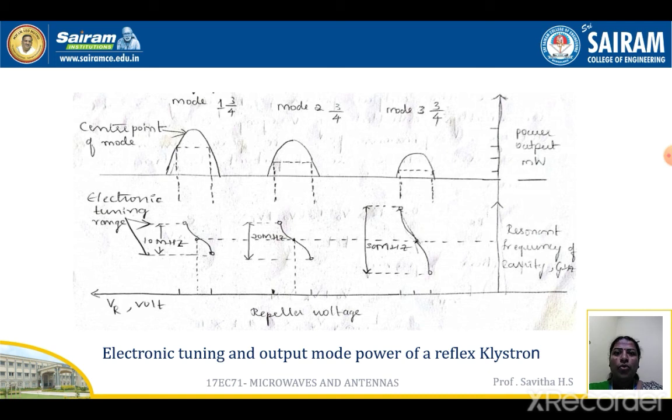Here the figure shows the mode curve. We can see in the figure the modes 1 3/4, second one 2 3/4, and third one 3 3/4. On the y axis we can see power output in milliwatts and resonant frequency of the cavity. So you can see the center point of the mode in the three diagrams, and we can see the varying resonant frequency. The electronic tuning range for the first is 10 megahertz, the second 20 megahertz, and the third 30 megahertz. On the x axis we are taking the repeller voltage. So this is the electronic tuning and output power mode of a reflex Klystron.